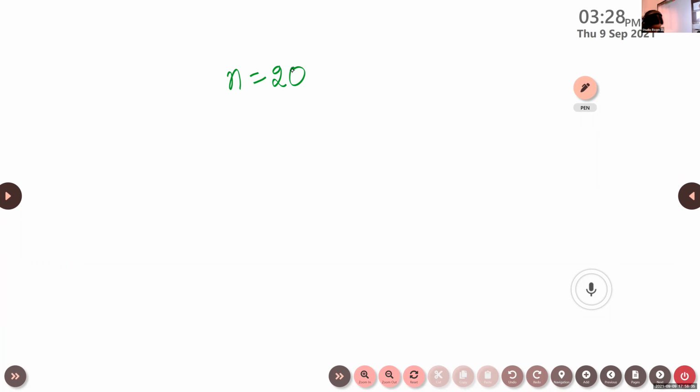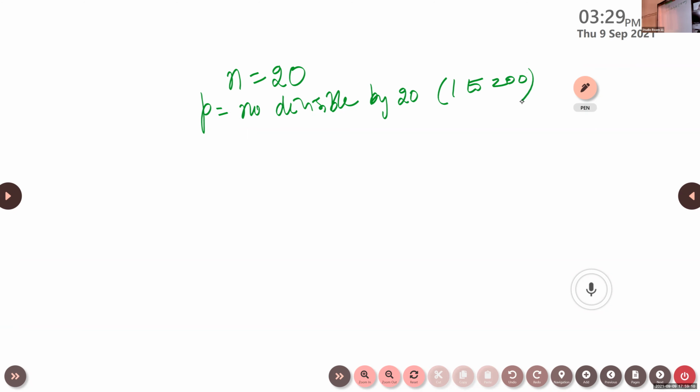20 tickets are drawn successively with replacement from the box. What is the probability that at most 4 tickets bear a number divisible by 10? Probability is not given. Instead, we select a ticket, and the probability is that it is divisible by 20. So here, p denotes a number divisible by 20, between the numbers 1 to 200. How many numbers are divisible by 20? What will be the answer?